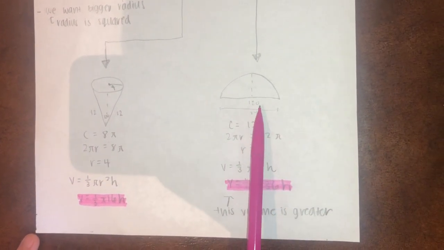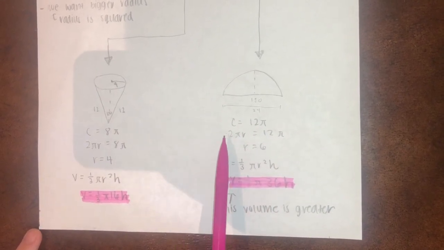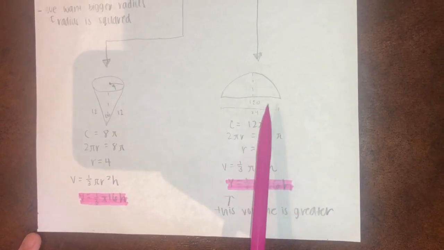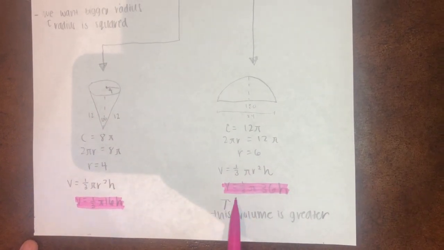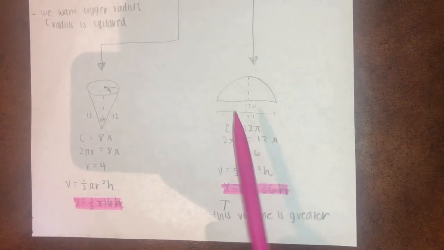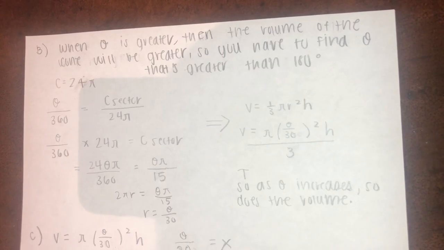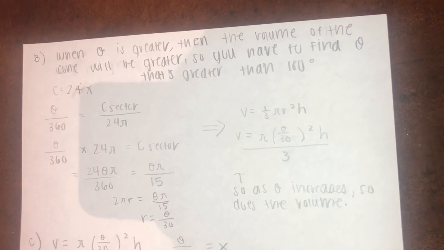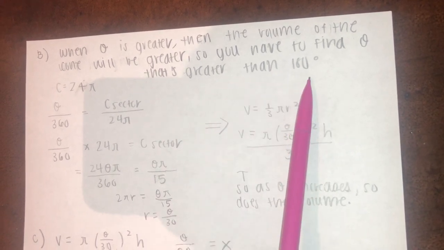So for the 180 degree sector, we know that the circumference equals 12 pi, so we set 2 pi r equal to the sector circumference, which gives us the radius of 6. So then v equals 1 over 3 pi 36h, and as we can see, the 180 degree sector has a greater volume. So for part B, when theta is greater, then the volume of the cone will be greater, so you have to find theta that's greater than 180 degrees.